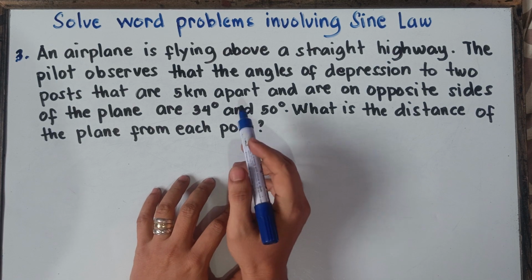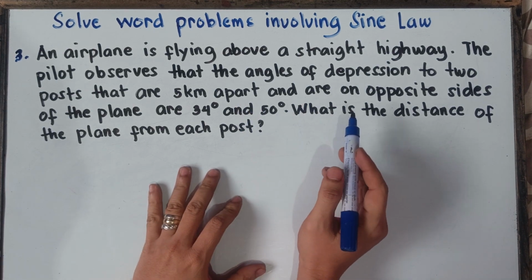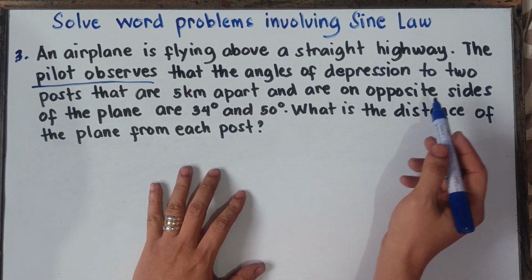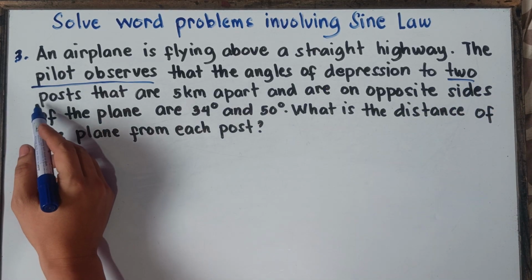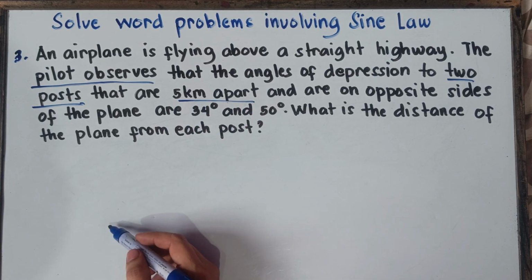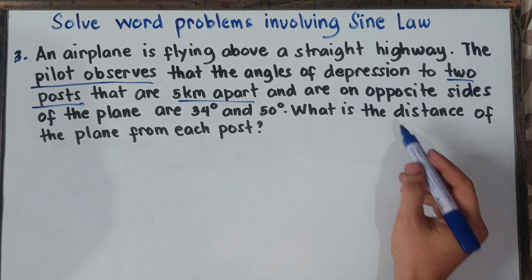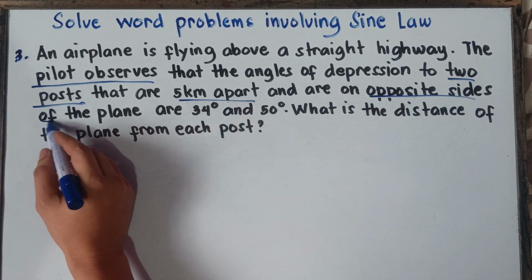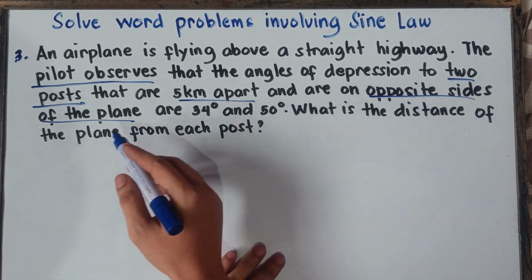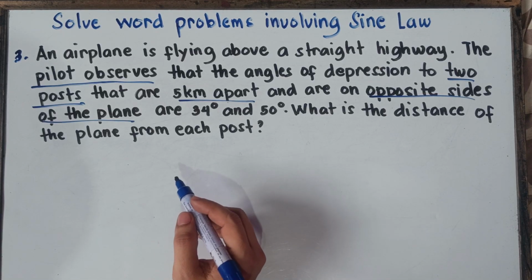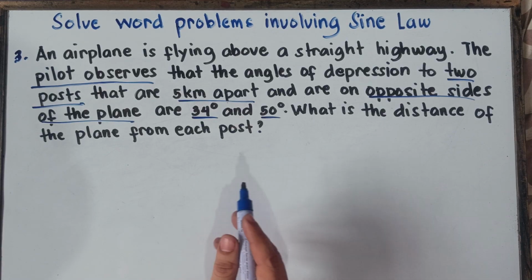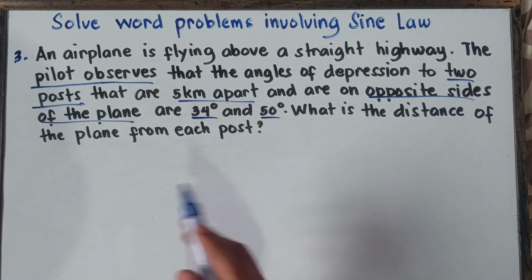Alright, so an airplane is flying above a straight highway. The pilot observes that the angles of depression to the two posts, so once again, we have two given posts that are 5 kilometers apart, are on opposite sides. Remember this one, class, opposite sides of the plane. Therefore, the two posts are on opposite sides of the plane, and we have given angles of depression of 34 degrees and 50 degrees. What is the distance of the plane from each post?